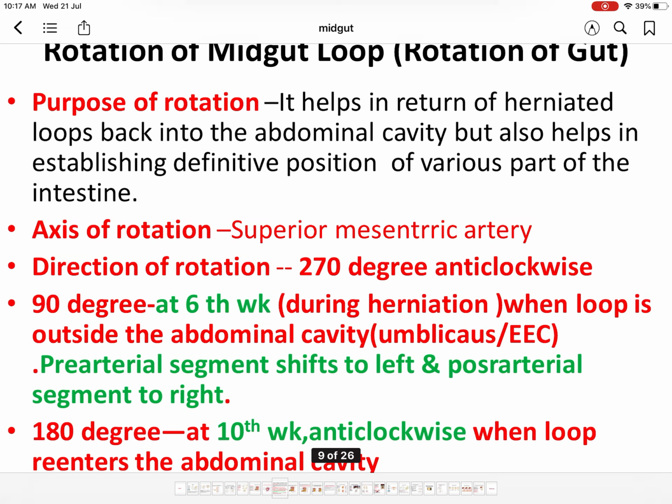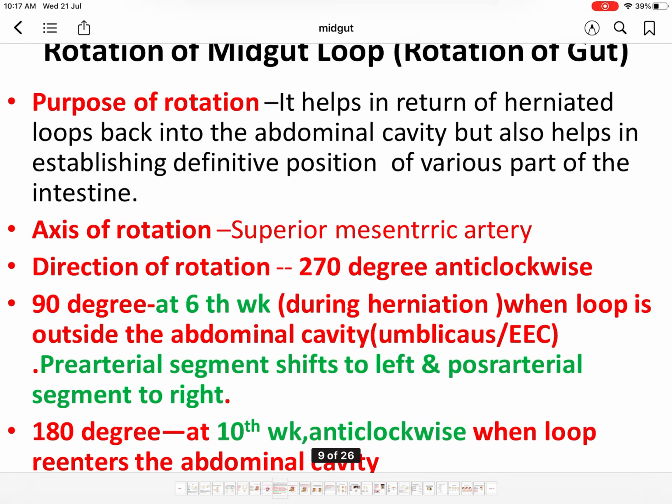Now this second stage is the rotation of the midgut loop. What is the purpose of rotation? The purpose of rotation is the return of herniated loops into the abdominal cavity. So this is helping in returning the loops of intestine into the abdominal cavity, and also establishing the definitive position of the various parts of the intestine.